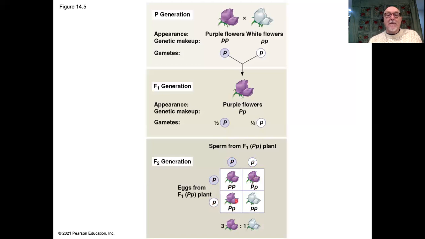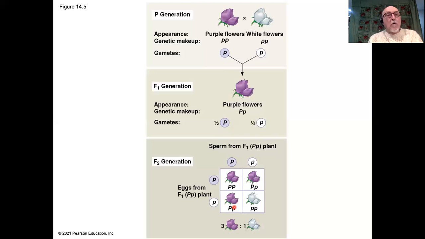What about this one? This one, we've got little p egg and little p pollen. And that is going to produce little p, little p, a homozygous recessive. So what do we end up with? Big P homozygous, little p homozygous, and two heterozygotes.